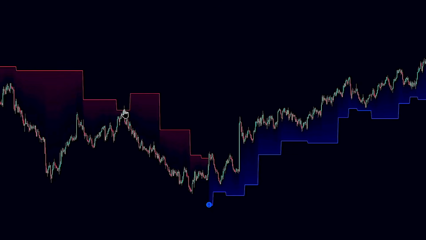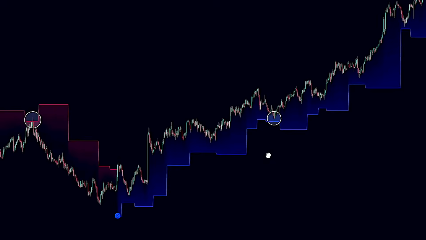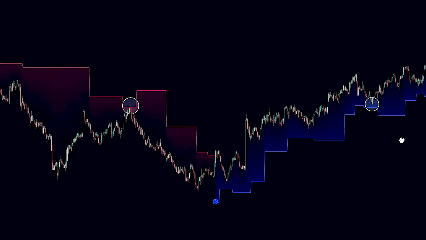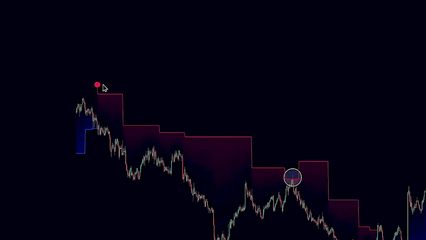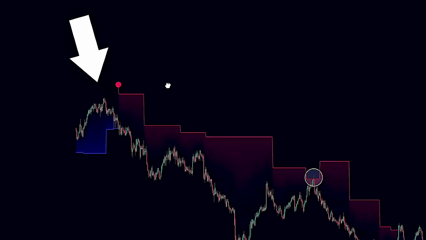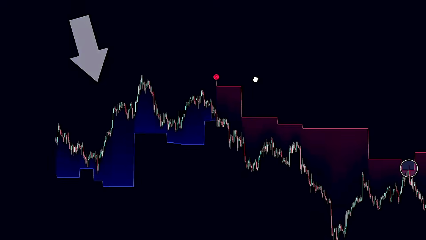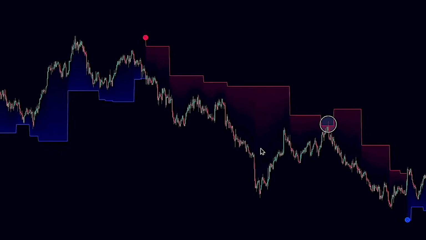That's why this tool is so useful for entries. Instead of guessing where support or resistance might be, you get a trailing structure level that updates as the market creates new pivots. You'll also see the signal markers. When the trend flips bullish, you'll see a clear buy marker printed on the chart. When it flips bearish, you'll see a sell marker. Think of these as alerts that the structure has just changed.